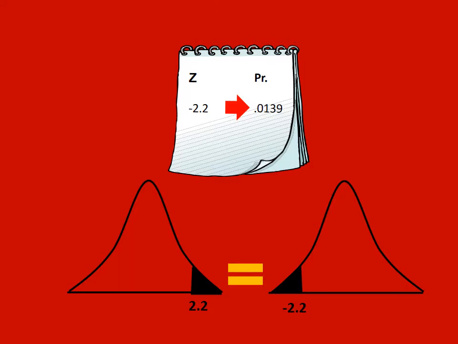Remembering that the usual z-table only gives areas with a left tail and we have a right tail problem, we must use symmetry to look up minus 2.2 instead of 2.2. In the table under z equals minus 2.2, we read the answer, 0.0139. That is, the probability that a male birth weight will exceed 4,600 grams in this community is 0.0139.